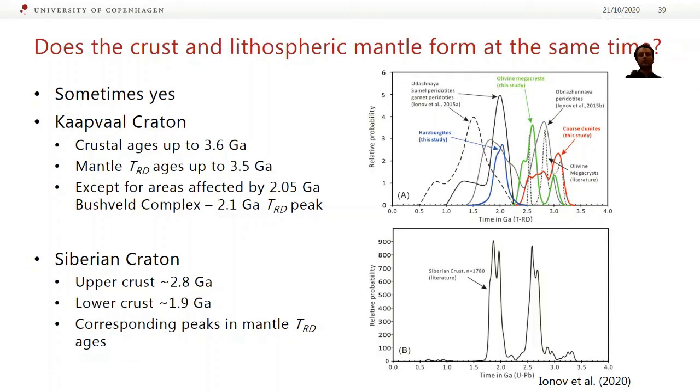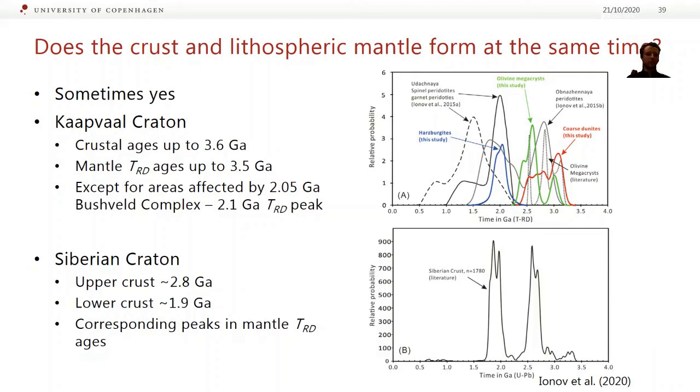The big exception here is the areas that are nearby the Bushveld complex. And so this was a huge, it's the biggest ultramafic intrusion on Earth, and it's interpreted to represent a large igneous province. This was emplaced about 2.05 Ga. And in kimberlites from nearby the Bushveld complex, so the Premier Kimberlite, we actually see a 2.1 billion year old age peak in the TRD ages. So again, this is consistent. We have this huge melt injection and kind of melting event at 2.1 billion years old, and the mantle is reflecting that with a similar age peak.